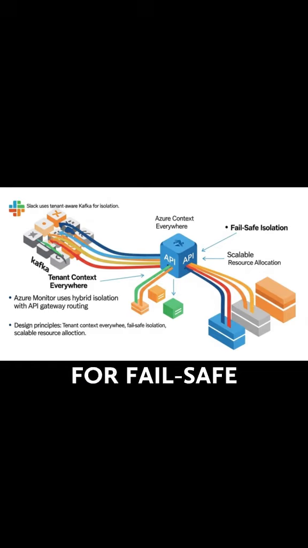Second, design for fail-safe isolation. If tenant context is ever missing, operations should fail securely, rather than risking the exposure of data to the wrong tenants. And third, build for scalable resource allocation that can enforce per-tenant limits without complex coordination across system components, preventing any single tenant from monopolizing resources. These principles are your compass for successful multi-tenant design.